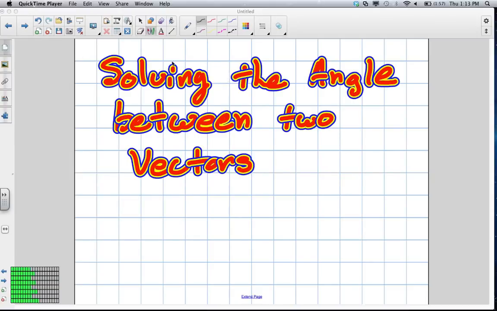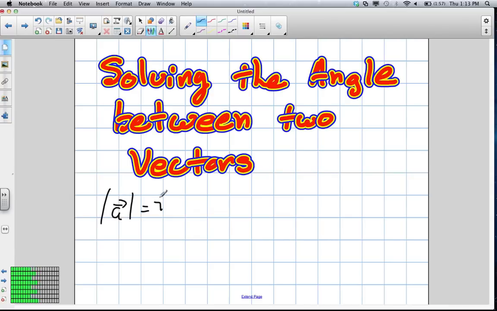Okay, we're going to get into solving the angle between two vectors, but before we do that, I'm just going to do a very quick question. One of the questions gave us this parameter. This is not what the title is, but it says the magnitude of A is root 7, and they want us to calculate A dot A, the dot product of A. Well, what would the angle be between A and A?